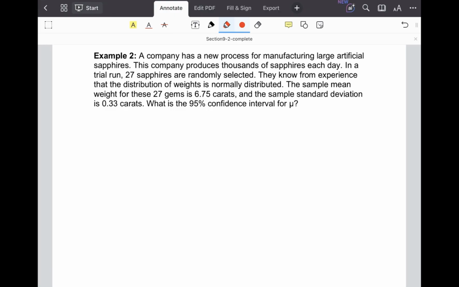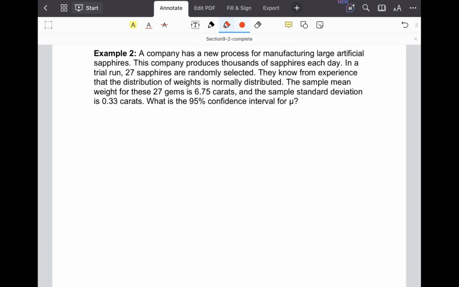It says a company has a new process for manufacturing large artificial sapphires. This company produces thousands of sapphires each day. And in a trial run, 27 are randomly selected. They know from experience that the distribution of weights is normally distributed. That's good. The sample mean weight for these 27 gems is 6.75 carats, and the sample standard deviation is 0.33 carats. And we want to make a 95% confidence interval for the population mean mu.